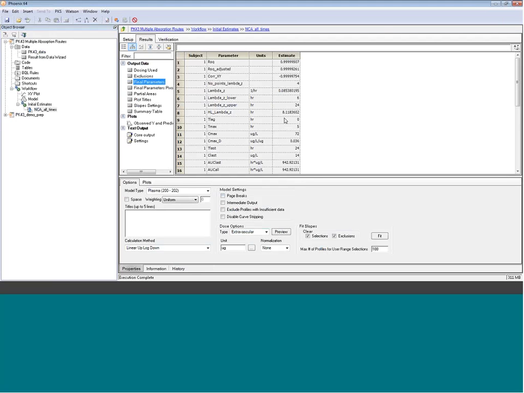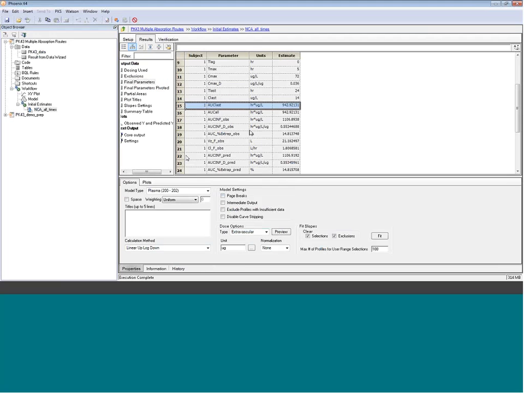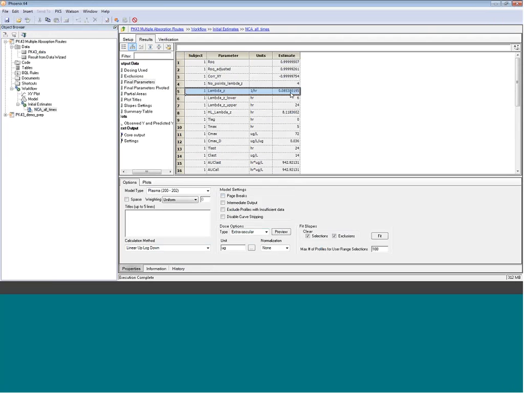And if I look at my final parameters, I'm able to get parameters such as the AUC last, AUC infinity, and the lambda z, which is the estimate of the elimination rate. We have this here at 0.085.